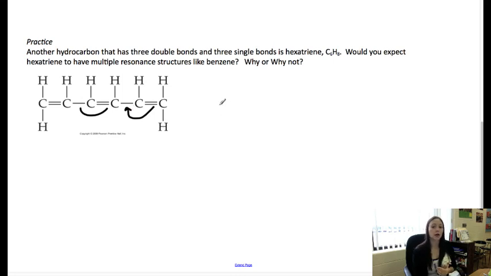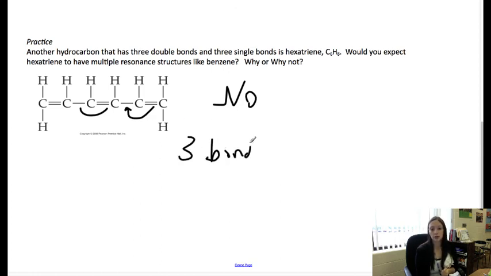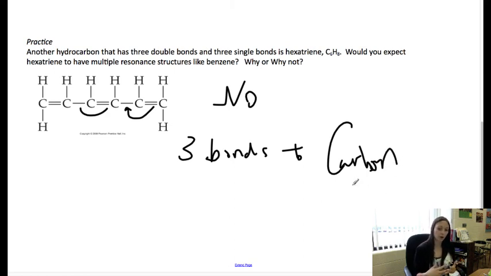So you have to have a double bond on the end to make this structure work. It can't work any other way. So this is a definite no. It cannot have multiple resonance structures. You're going to end up with 3 bonds to carbon on the end. And carbon always forms 4. So 3 bonds to carbon won't work.